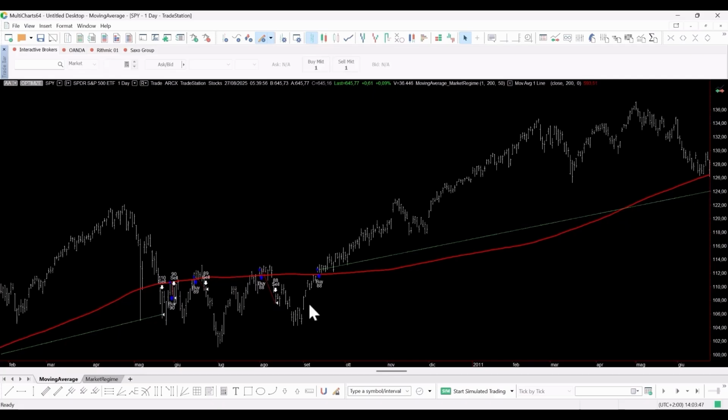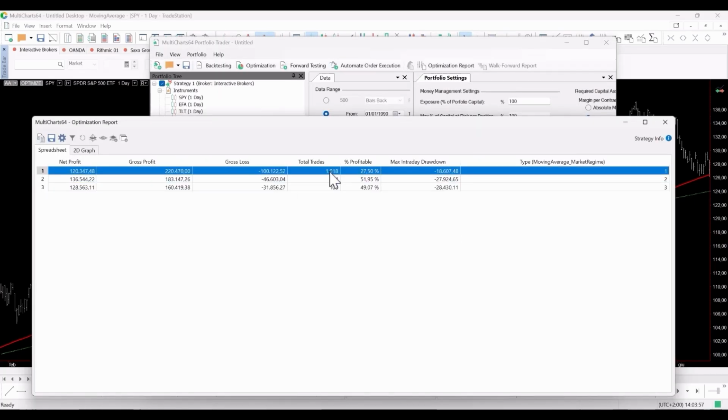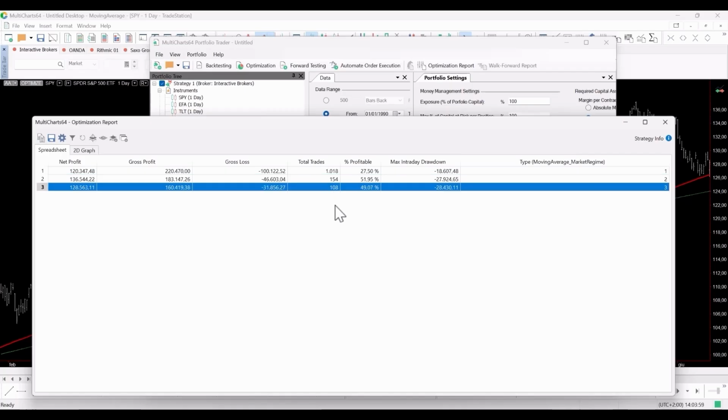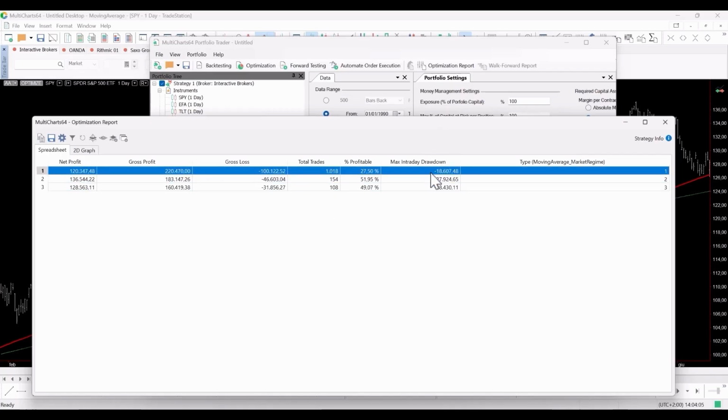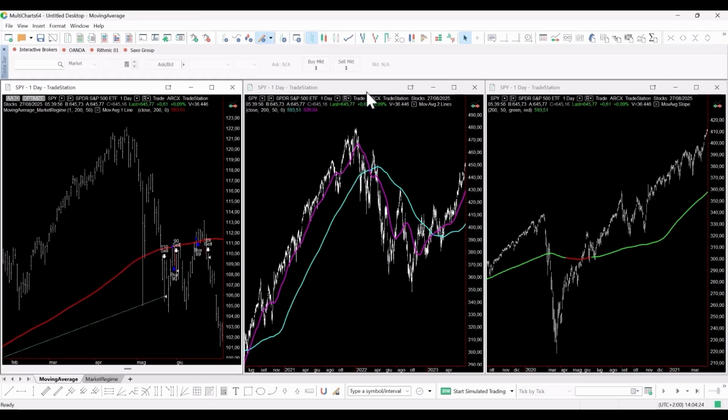Now, imagine a case where the signal only triggers when one moving average crosses another. Clearly, the number of entries would be much lower, and that's exactly what we're seeing in this report. 1,000 trades versus just 150 and 100. However, as you can see when analyzing the drawdown, it's much lower with the first approach than with the other two. Why is that? Because the signal simply arrives sooner.